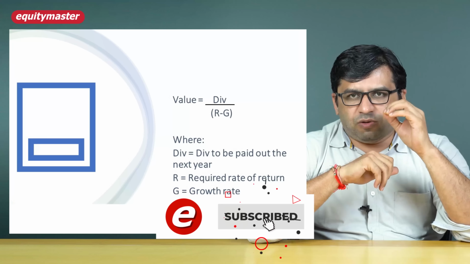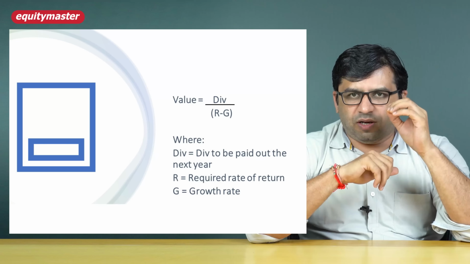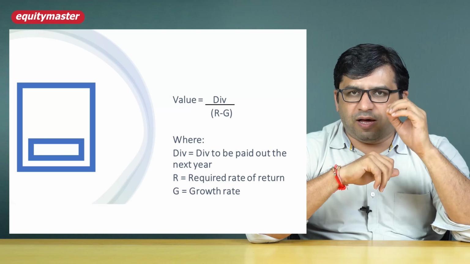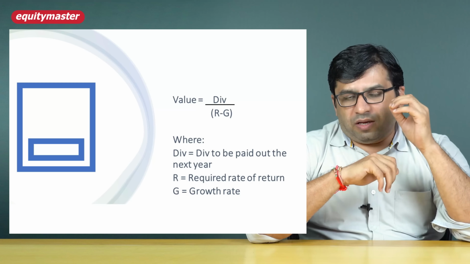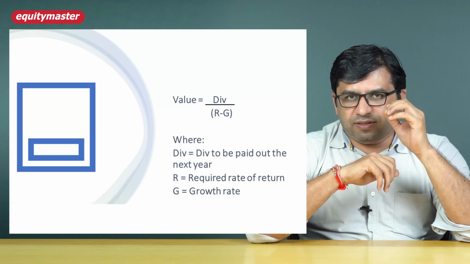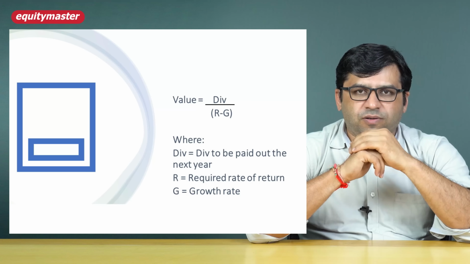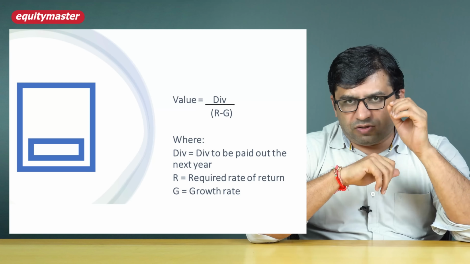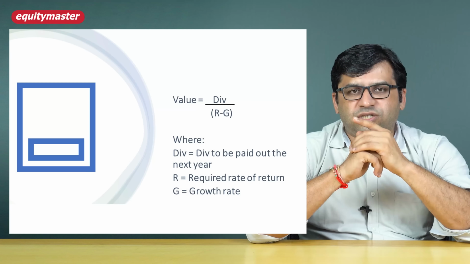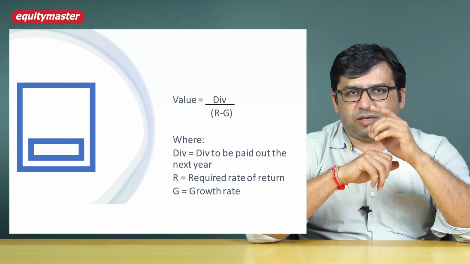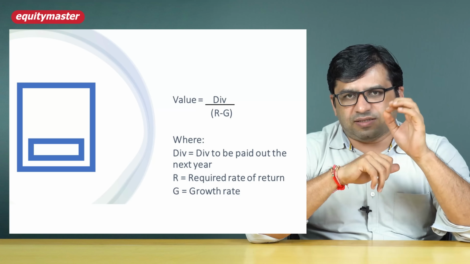The company's value can be arrived at using the formula dividends upon R minus G. Here, dividends are the dividends that will be paid out the next year. R is the required rate of return, the return that you want the stock to earn. And G stands for expected growth rate, which in our case stands at 12%.